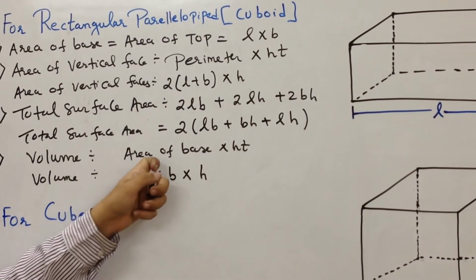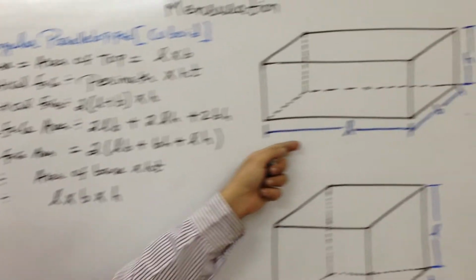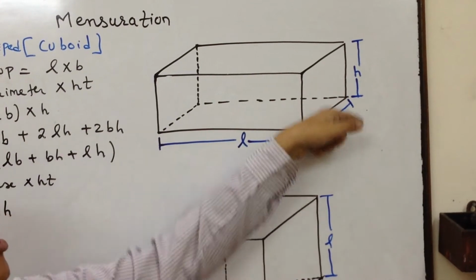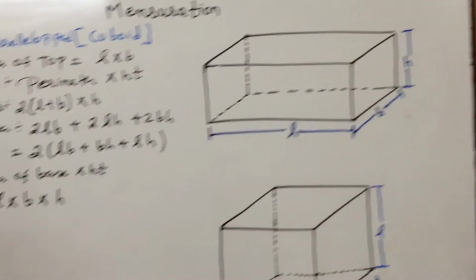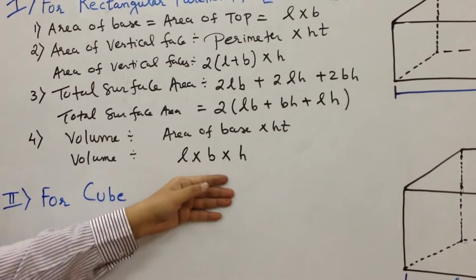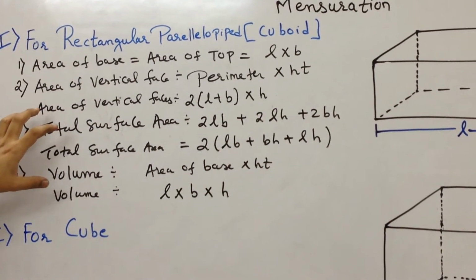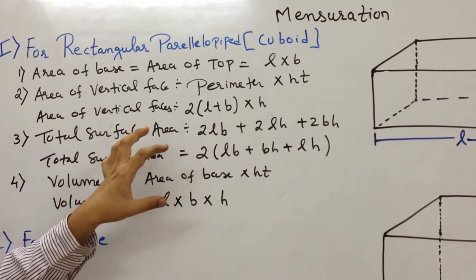The general formula for volume is area of base into height. Over here we have seen what the base area is, so the answer is length into breadth into height. Now with this we complete our rectangular parallelepiped, with some basic formulas for it.